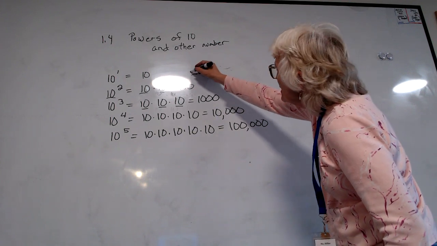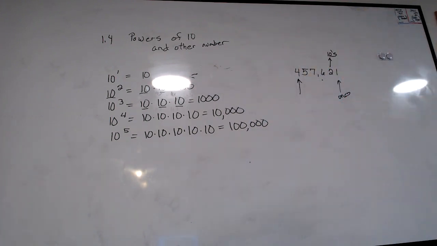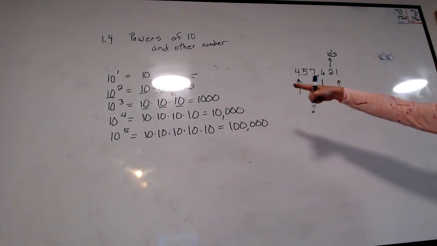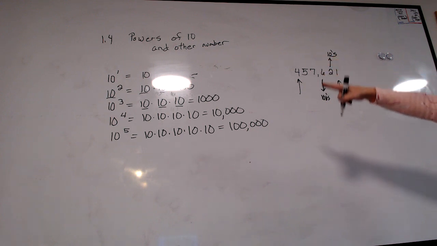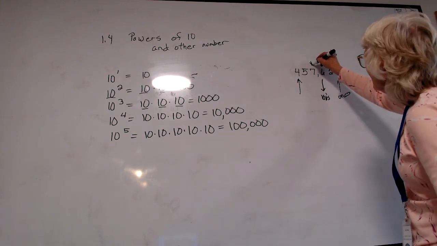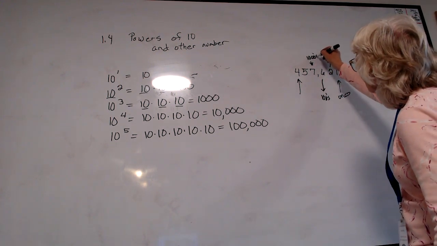Oh, that's that one. What is the next one in? Yes, the hundreds place. Oh, that's interesting. The 100 is right there. What place is the 7 in? Yes, the thousands place. So that we know it's the thousands.